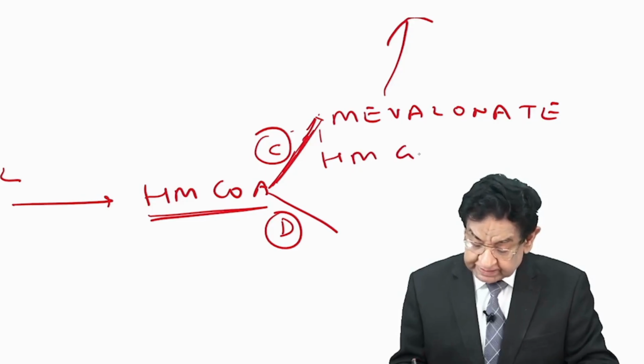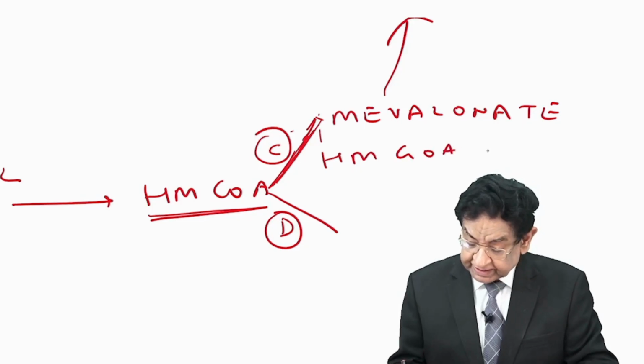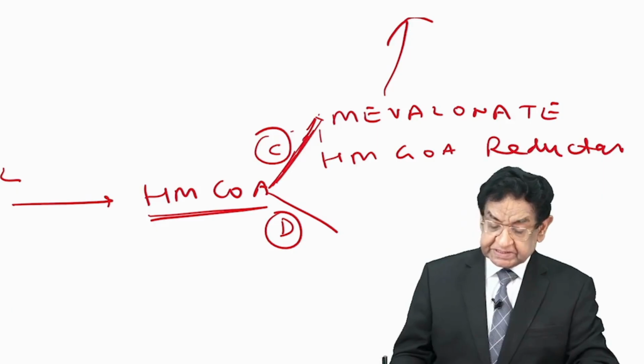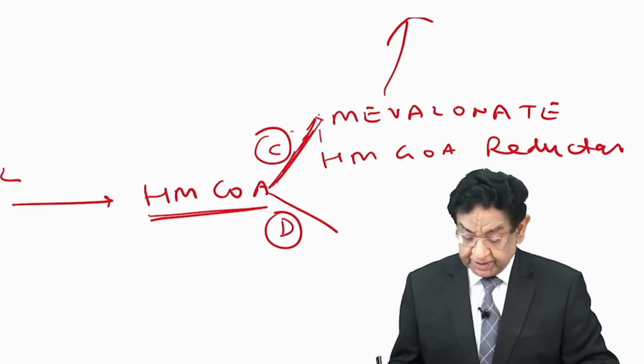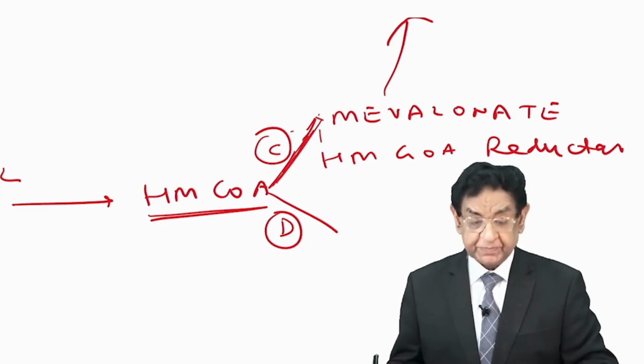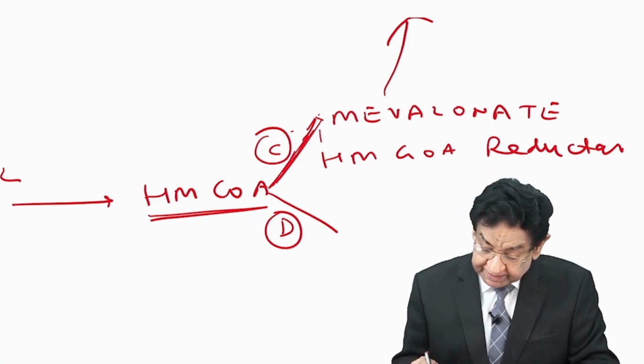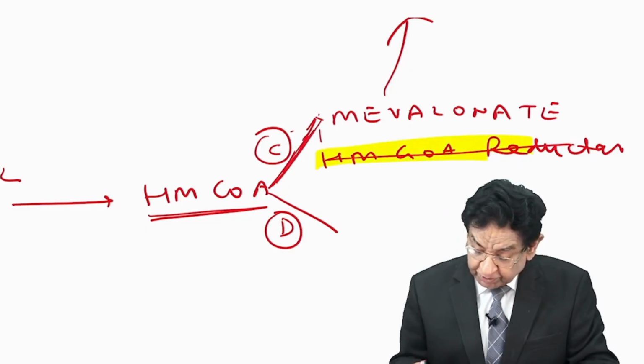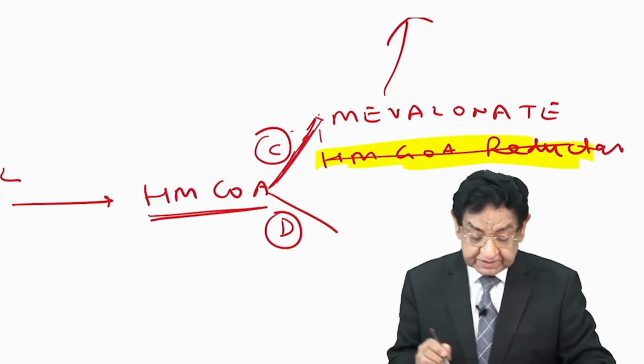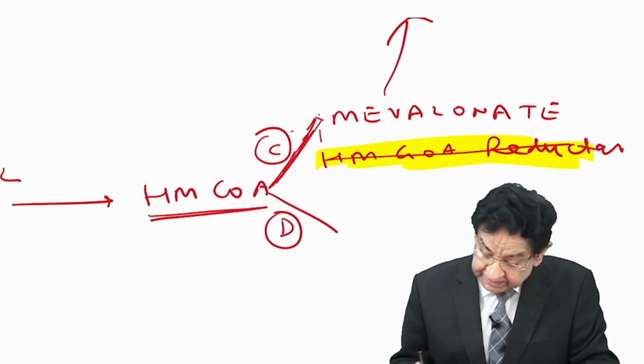HMG coenzyme A reductase. This enzyme is essential to convert HMG-CoA into mevalonate. And this is the rate limiting step. Don't forget this, it is very, very important. Don't forget this. This is a rate limiting step.